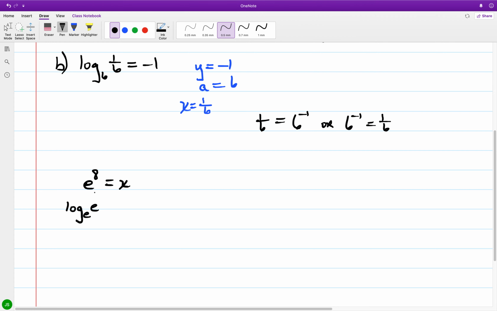What I want to do here is get out of the exponential base e, so I'm going to take the base e logarithm of both sides. I'm going to have that 8 is equal to the base e logarithm of x. And remember, e is the natural logarithmic base, so base e logarithm is going to be a natural logarithm. So I can say that 8 is equal to the natural logarithm of x, or that the natural logarithm of x is equal to 8.